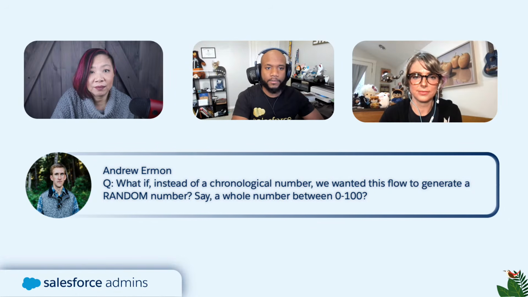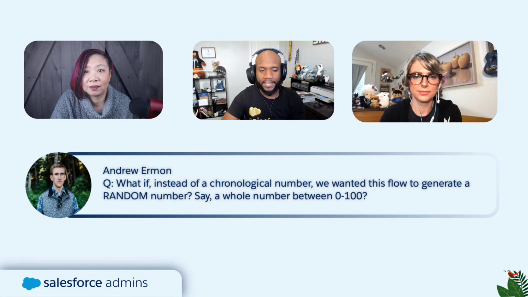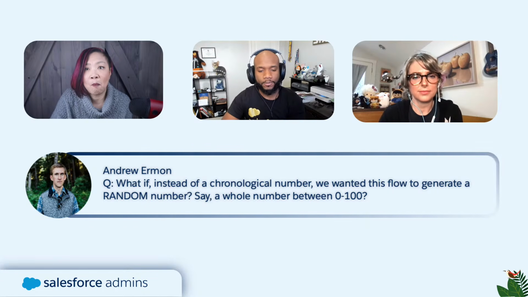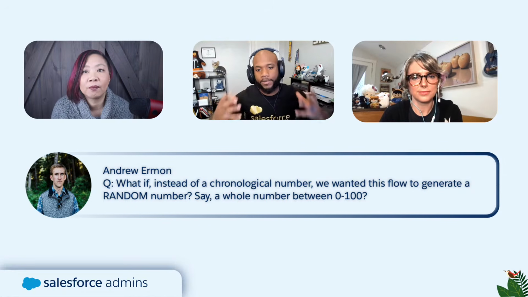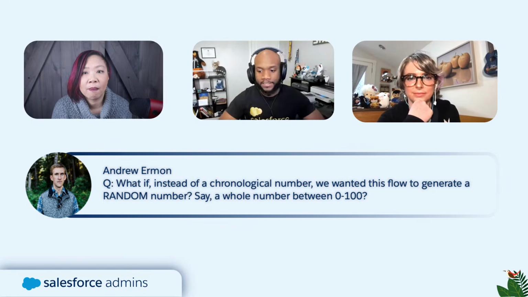This is an awesome question. There's a few things that I'm thinking about. It is kind of hard to do true random numbers inside of flows, but it's super easy to do it inside of Apex.